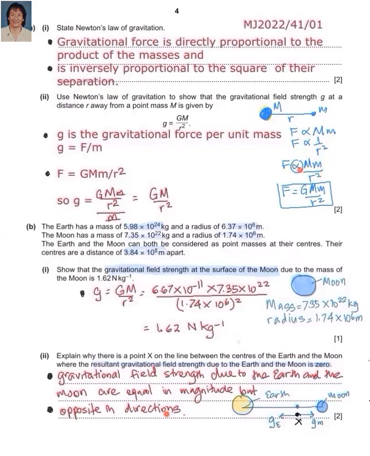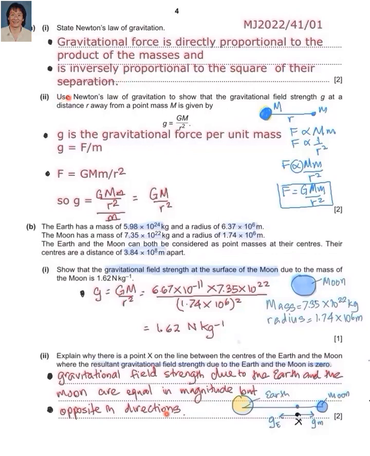When you replace the proportionality sign with an equal sign, you get F equals G, which is a constant, times Mm over r squared. This is the formula to calculate the gravitational force between two objects with masses of big M and small m. To answer this question, which carries 2 marks, we have to say that the gravitational force is directly proportional to the product of the masses. And to get the second mark, we must say and is inversely proportional to the square of their separation.